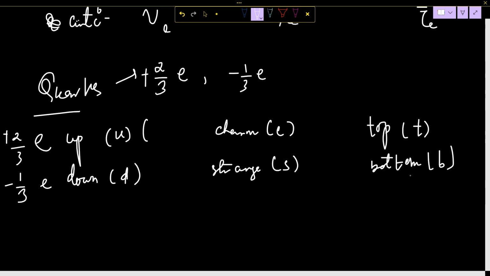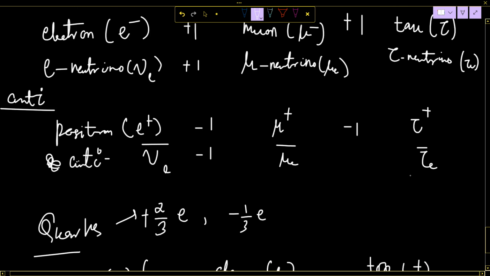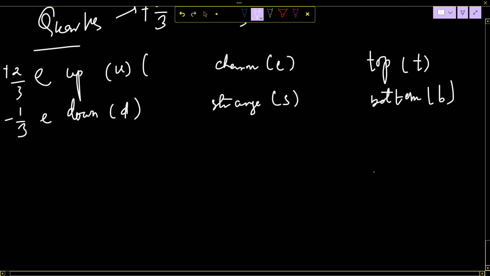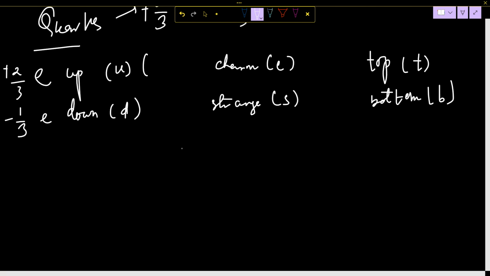So these are your leptons and quarks. They have antiparticles also: anti-up, anti-down. How do we write it? Anti-up is U dash, anti-down is D dash. So what do we mean by flavor? These are called the flavors of quark.